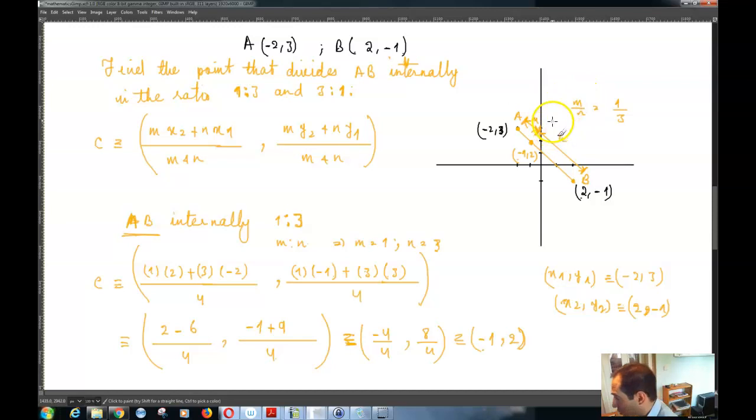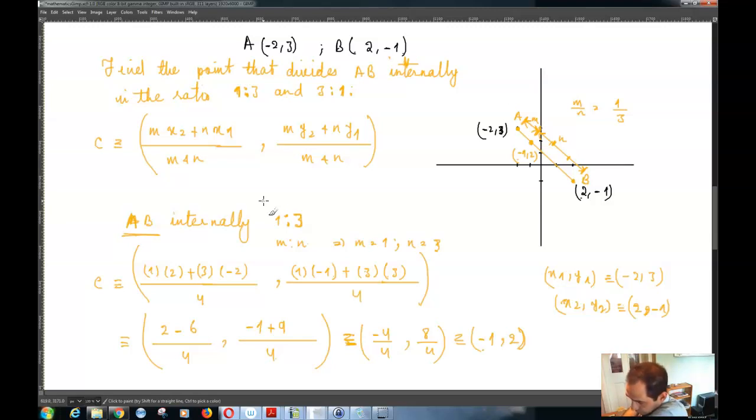And you can see that you can find 3 such distances in this distance, meaning that 1, 2, and 3 you can actually find in this distance over here. So that's the meaning of this point internally dividing the line segment AB in the ratio m to n, or 1 to 3.